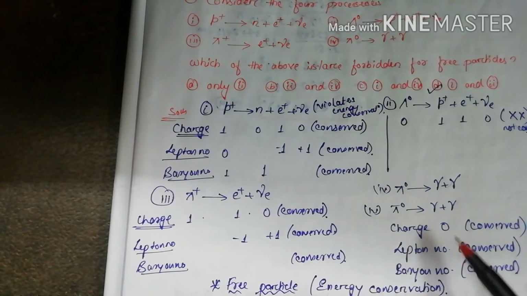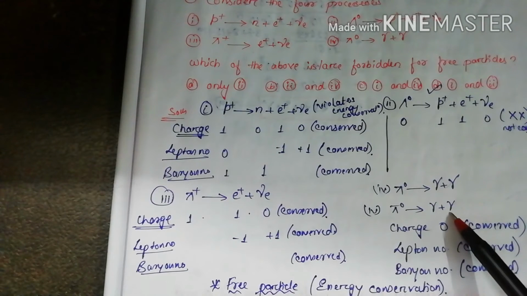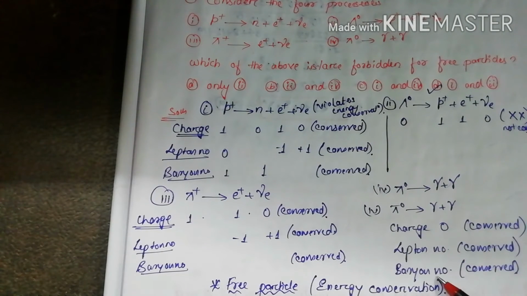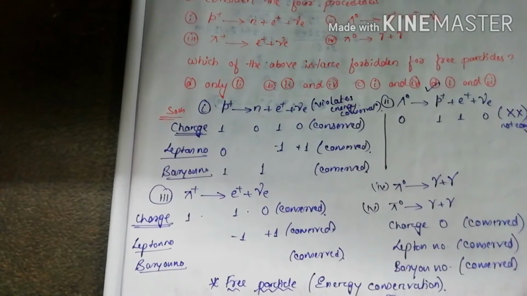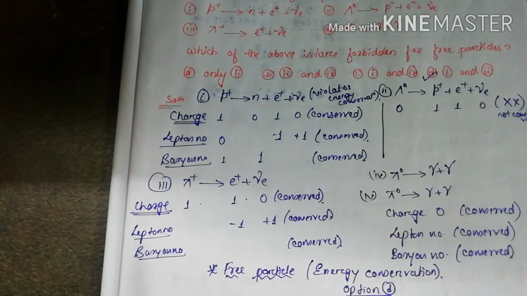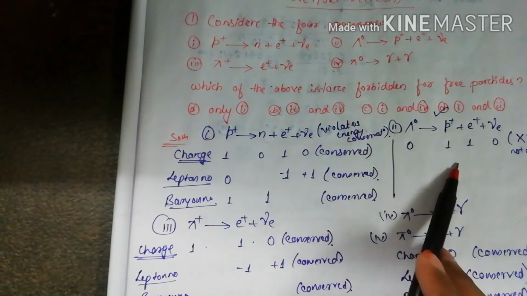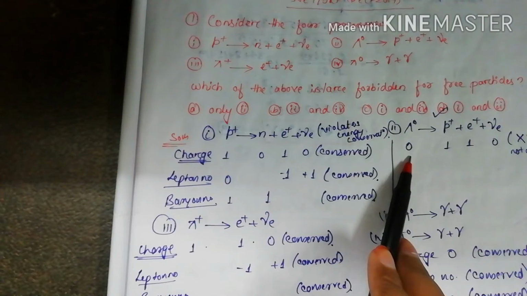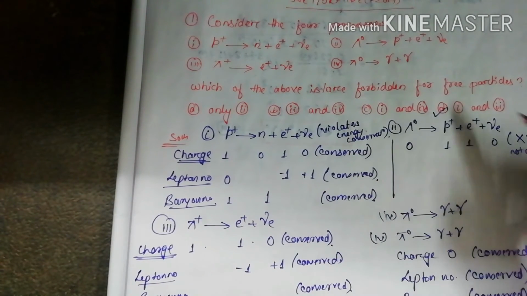Now the last one: the charge is 0, because there is nothing. The charge is 0, the lepton number is also conserved, and you can see the baryon number is also conserved. So whenever we are talking about a free particle, we have to see the conservation. You can see only equations 1 and 2, only these 2 equations are violating the conservation, not the third and the fourth equation. So the correct option is option D.